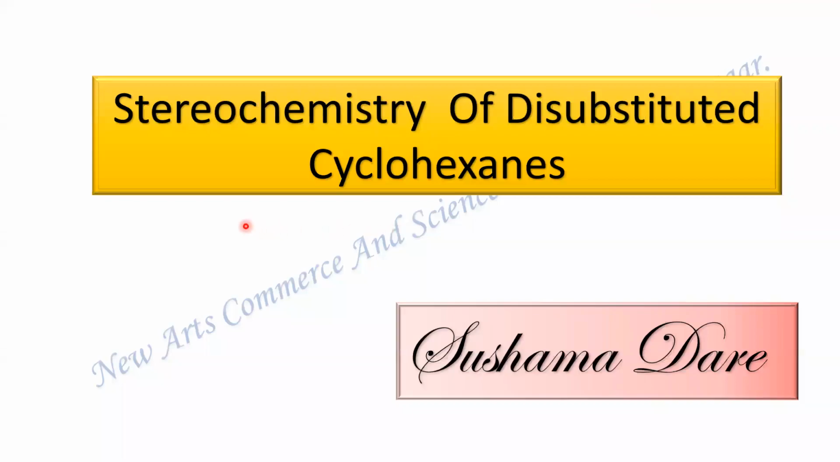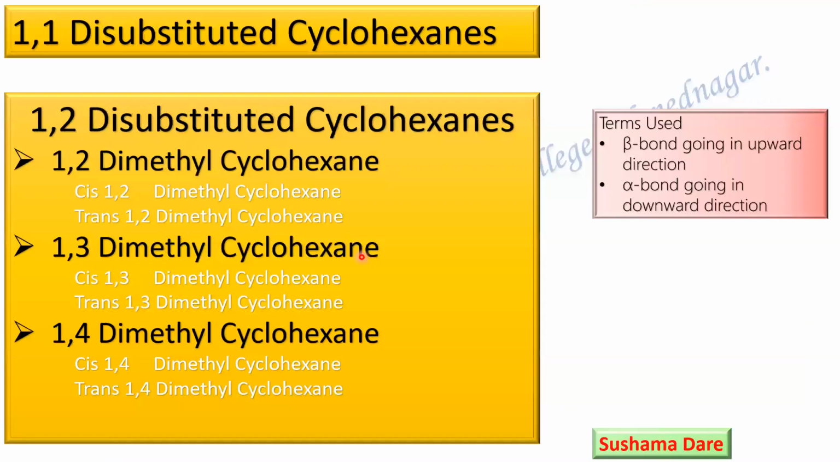Dear students, today I am talking about the next part of stereochemistry of disubstituted cyclohexane. In this slide I share what we have already completed: 1,1 disubstituted cyclohexane, and 1,2 disubstituted cyclohexane. Among that, we have already completed 1,2 dimethyl cyclohexane and 1,3 dimethyl cyclohexane.